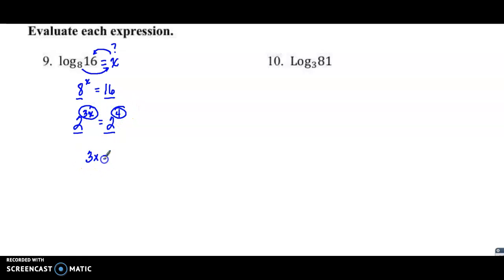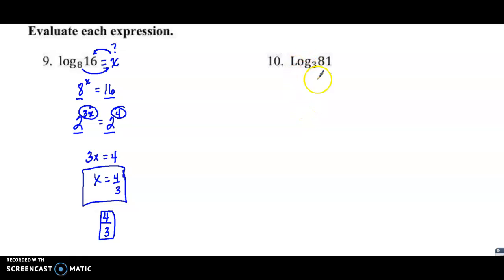So we can write our equation 3x is equal to 4, and when we divide by 3, we get x is equal to 4/3. We double check, that could be a 4/3, that's a good answer. So you can write it as x equal 4/3. The answer is really just 4/3 because they're just wanting to know what that is equivalent to.